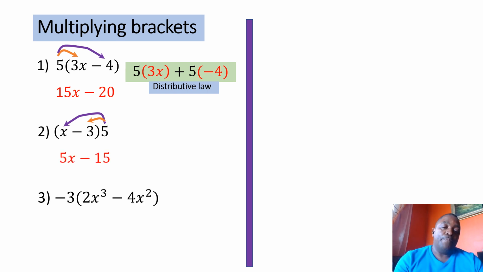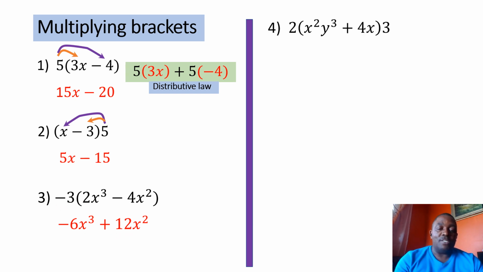and you get 5x minus 15. Again, here we've got negative 3 multiplying the bracket. So what's important here is to take note of signs again. Negative 3 multiplies the 2x cubed, and negative 3 multiplies the negative 4x squared. So we have to look out for signs there, because negative 3 times negative 4 gives us positive 12. And here negative 3 times that 2 gave us negative 6.